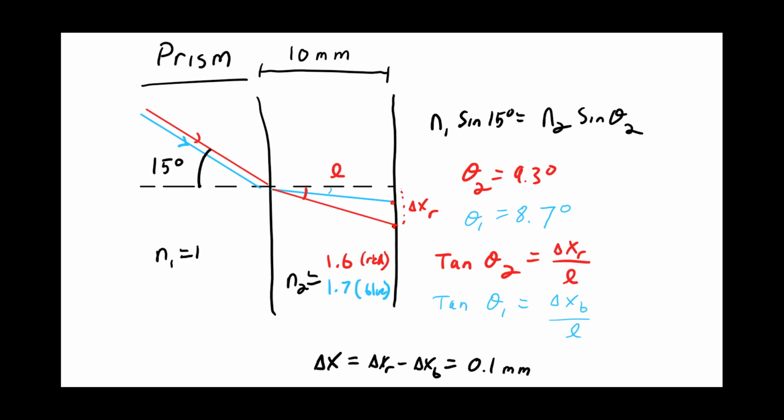So the red and the blue light will strike the far side of the prism in slightly different spots. I can figure out the physical distance between those two spots using some trigonometry. So the tangent of the refracted angle will give me the location of the red spot relative to center, over the thickness of the prism. I can do the same thing for the blue light, right? Tangent of that angle gives me the location of the blue light over the thickness of the prism. Take the difference between those two locations, and I can get the physical distance between the red light and the blue light. It is very small.